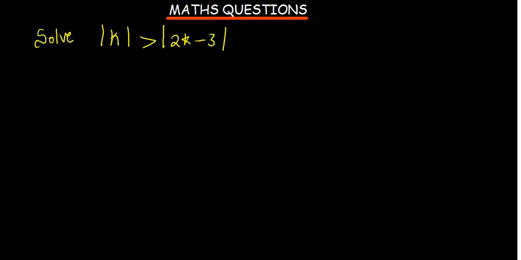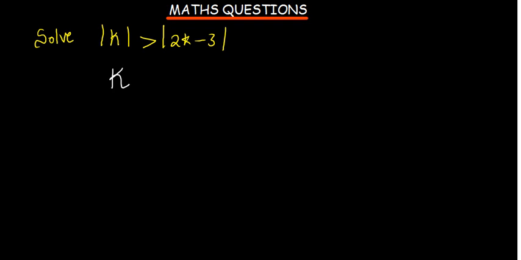Solve the absolute value of k is greater than the absolute value of 2k minus 3. Now to work out such a problem, what we are going to do is get one, just remove from the absolute bars, and that is going to be greater than. In other words, we put positive or negative on one, and then the other one we just remove it in the brackets like that.